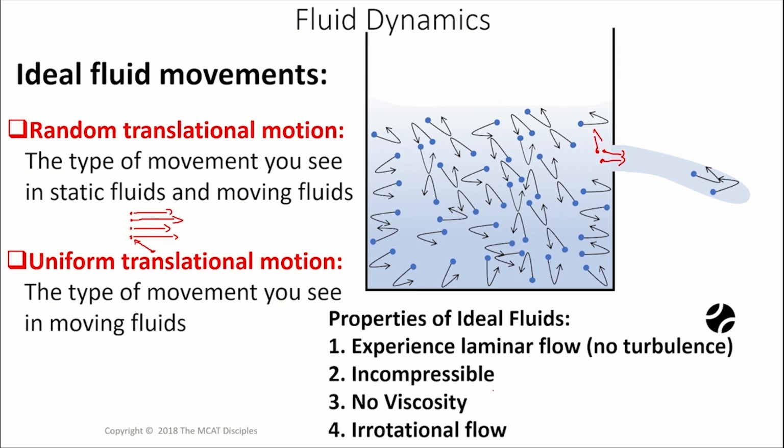And the second thing is that ideal fluids have irrotational flow. So we just assume that these little water molecules here that I'm coloring in red aren't rotating about their axis, which under normal conditions they are, but in ideal fluids they're not. And that's the ideal fluid.